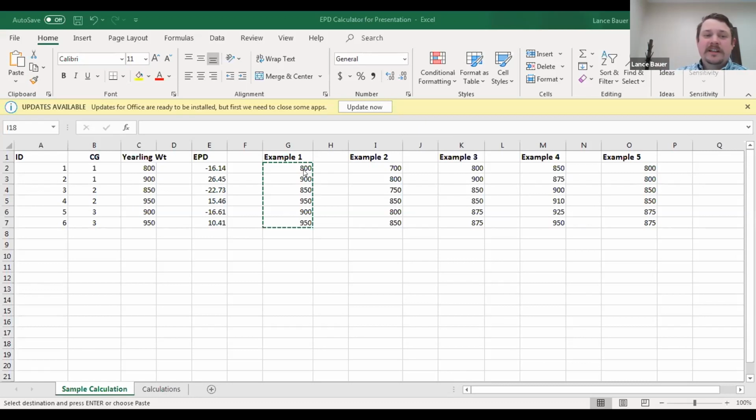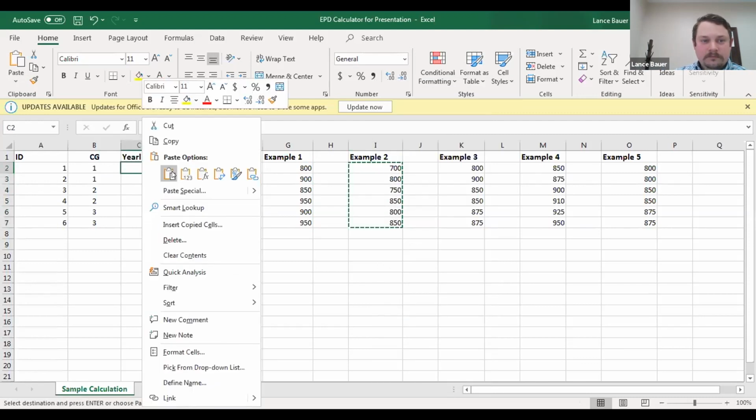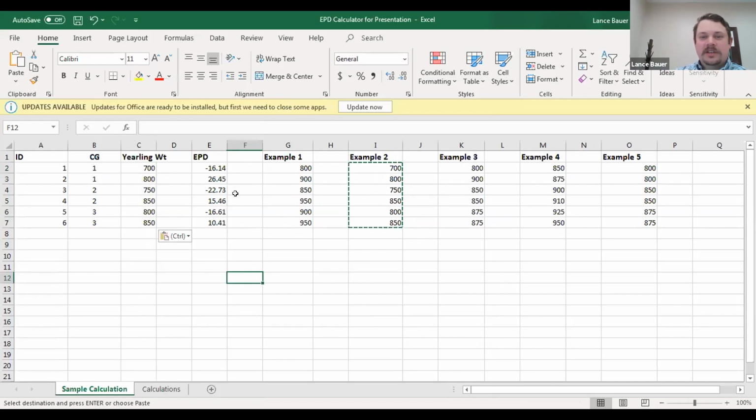Now there is some relation to the animals, so that's why you don't see the 100-pound difference making the exact same EPDs in animal 3 and 4 as you do 1 and 2. But if we take this example 2, which has the exact same differences of 100 pounds, 100 pounds, and 50 pounds, paste this over into the yearling weight, you see we don't see any difference in those EPDs.